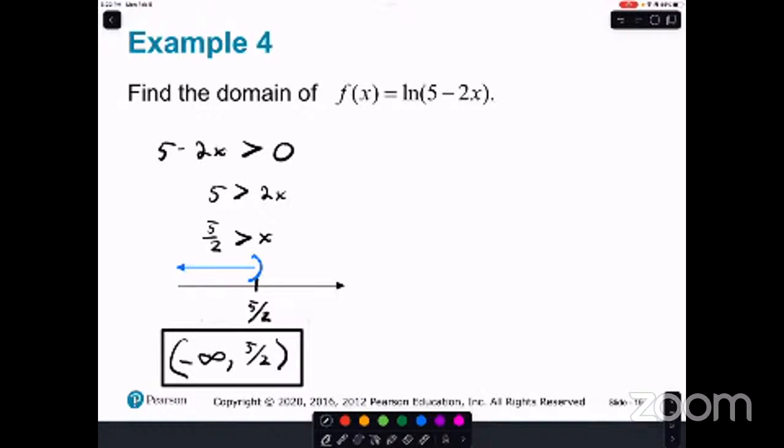Then we can actually check this. We can choose several values that should work. For instance, if x is 0, that should work. We would take the natural log of 5, and we get a real result. But if we choose something to the right of 5/2, which is 2.5, like 3, it should not work. If we plug 3 in, 5 minus 6 is negative 1, and we can't take the log of negatives. If you choose something in the set, you should get a real number. If you choose something outside the set, you're going to get an error.